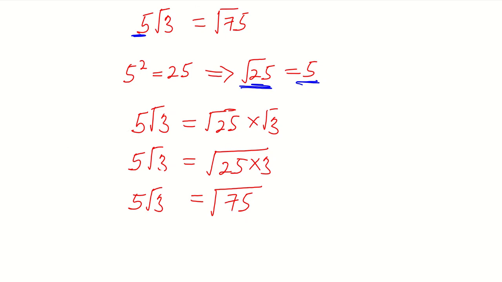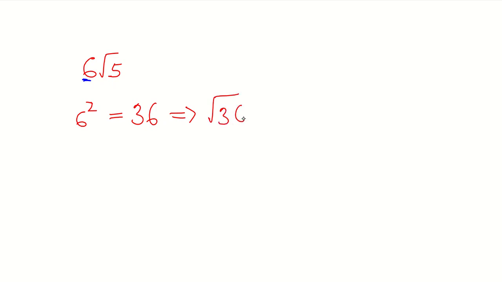Now let's take the next example. In the next example, we want to express 6 square root of 5 as a single square root. So with that, we are first going to square the coefficient of the square root, that is 6, which means 6 squared is going to give us 36. So if 6 squared is giving us 36, then it implies that if I take the square root of 36, I'm going to get back 6. So in 6 square root of 5, our 6 now is square root of 36.